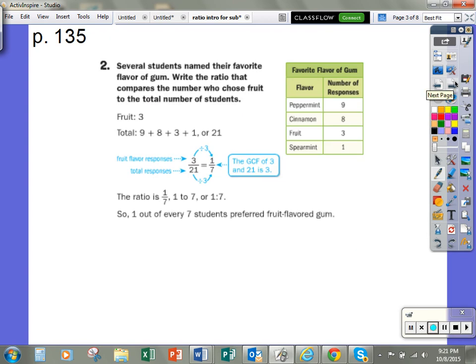Turning the page to 135, you can also get ratios from information in a table. So we have different flavors of gum here, and they ask us to write the ratio that compares the number who chose fruit to the total. So this would be a part to whole ratio. So 3 people chose fruit, and the total is 21. So we would write that as 3 to 21, or simplified to 1 to 7. So what that means is 1 out of every 7 students preferred fruit-flavored gum.